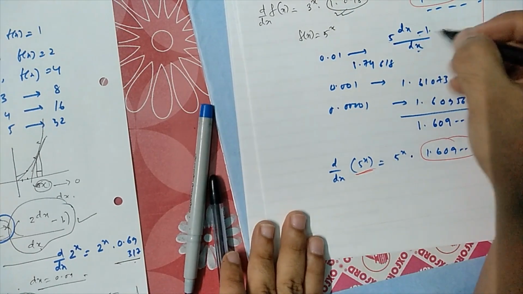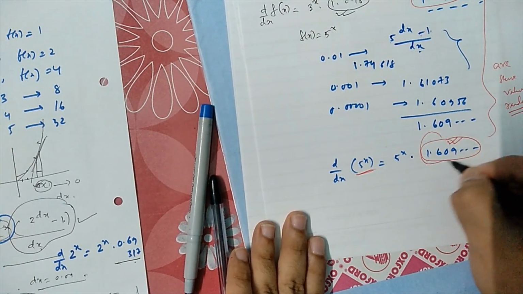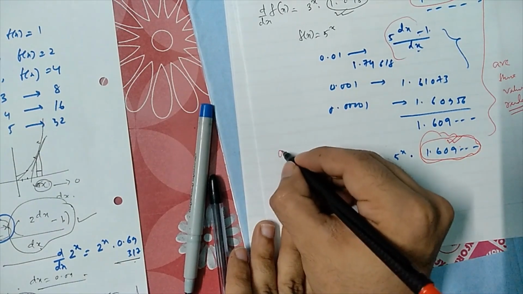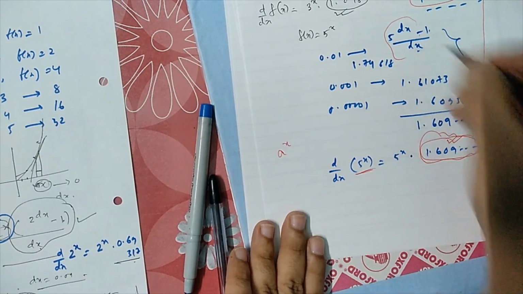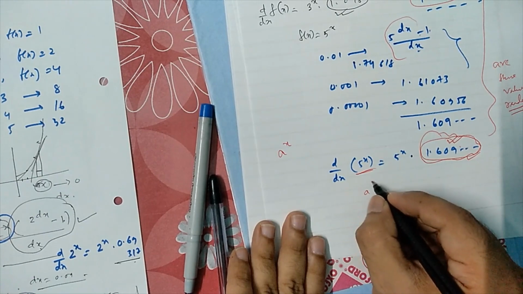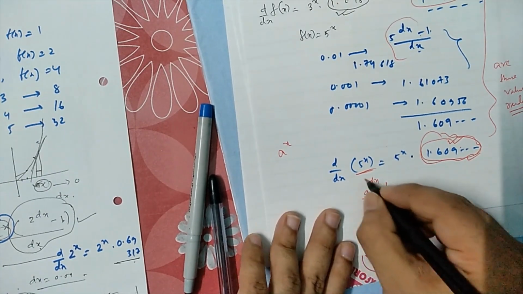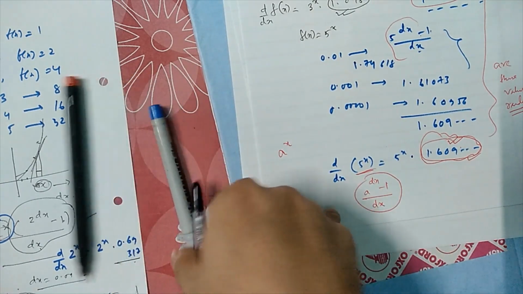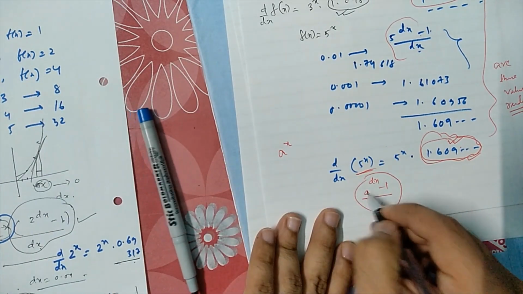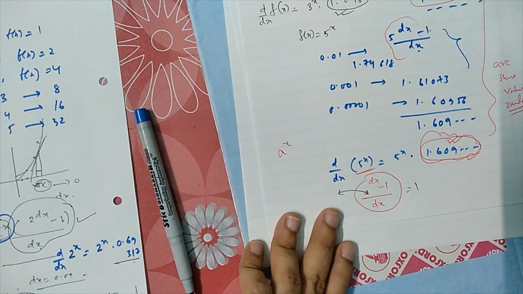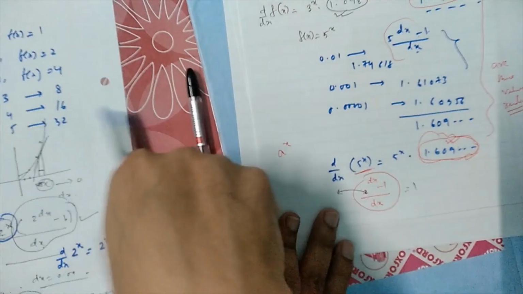Suppose, whose value is this? This value is of this one. If we take a to the power x, then these values are nothing but in the form of (a to the power dx minus 1) divided by dx. So there must be some a for which this will be 1. So check for which a this will be 1.